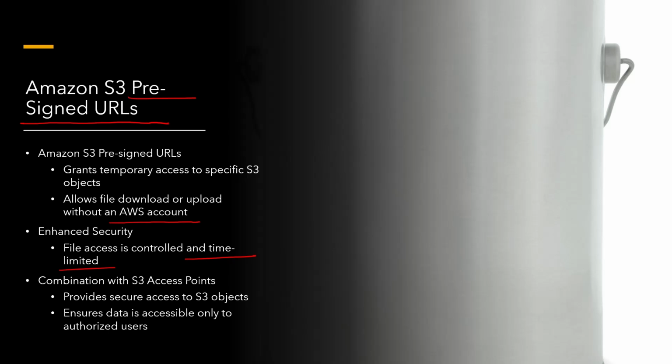access. And we can combine the pre-signed URLs with access points. So when we combine them with S3 access points, they're going to give us secure access to S3 objects, and it's going to ensure that data is accessible only to authorized users, which will further enhance the security and manageability of the data that is stored in Amazon S3.